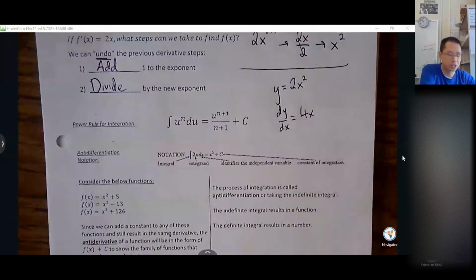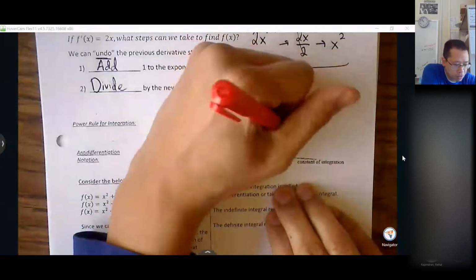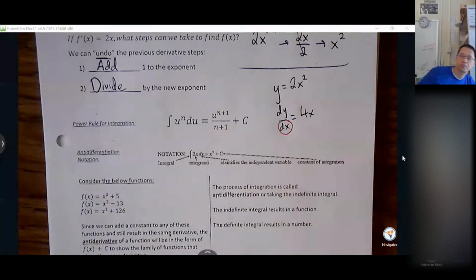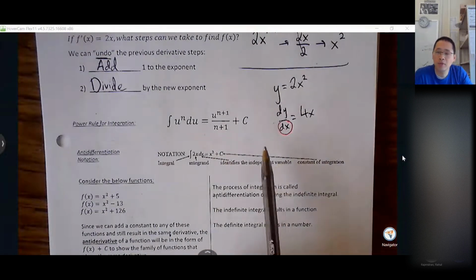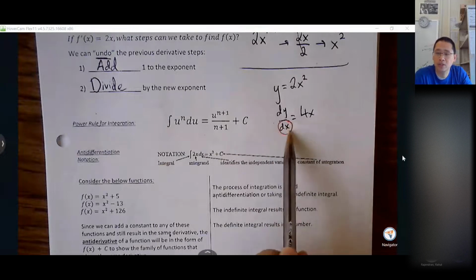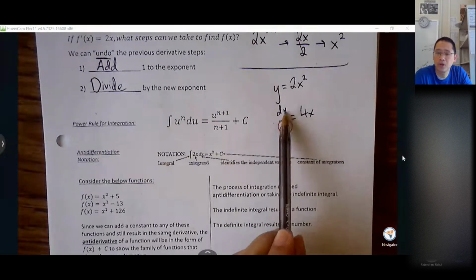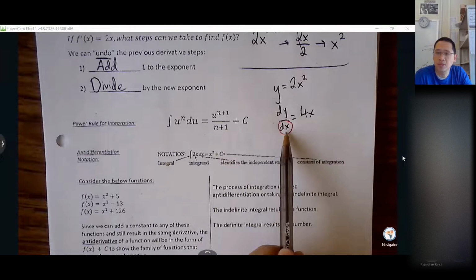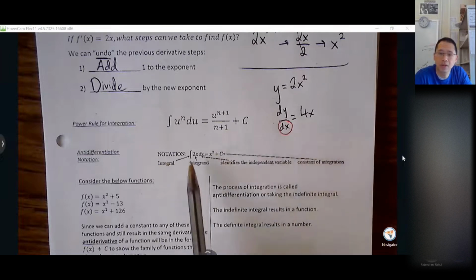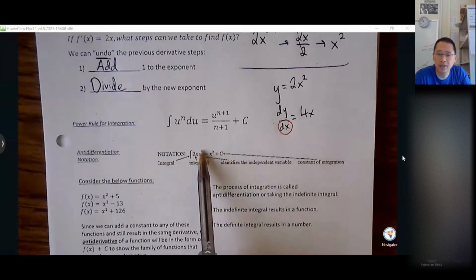Right, we've seen that notation before, but we just understood that notation to indicate that the independent variable that we're working with is x. We're finding the derivative with respect to our independent variable x. Same thing here. This dx indicates that we're taking the antiderivative with respect to our independent variable x.